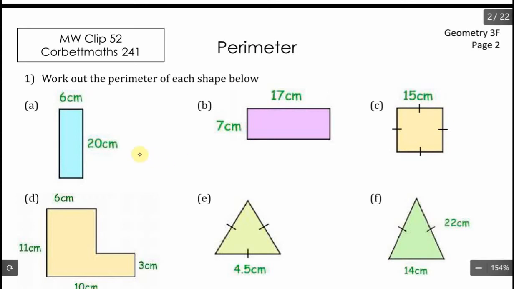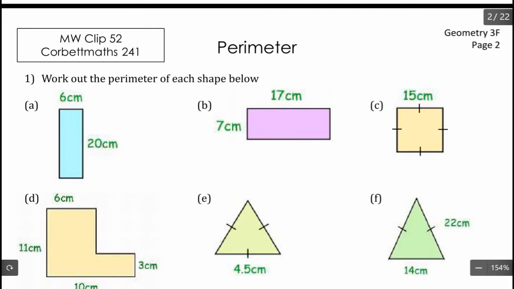The perimeter of a shape is the length around the outside of the shape. You've probably heard of a perimeter fence being the fence that surrounds a property. Well, the perimeter of a shape is all the lengths which make up the sides of the shape added together.